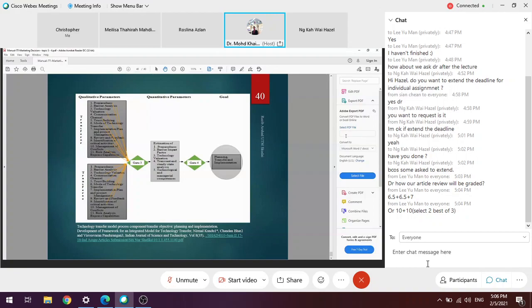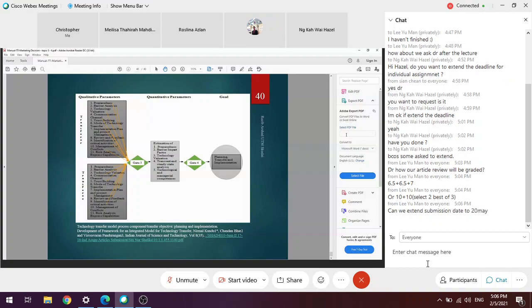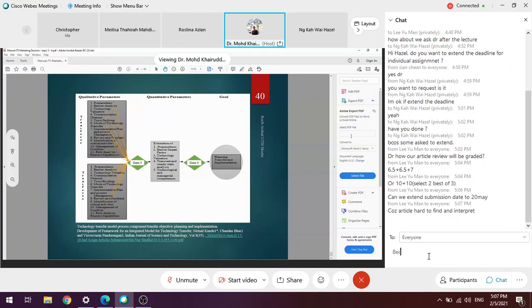Lee Yu Man. Can we extend submission date to 20 May? Why? Could you please give me the reason why you want to extend the submission date? Why you want to extend? It's okay. You can give your reason. Why you want to extend? Okay, course article hard to find and interpret.